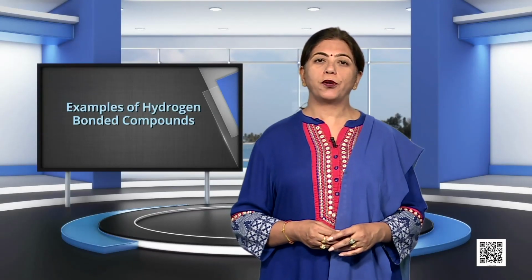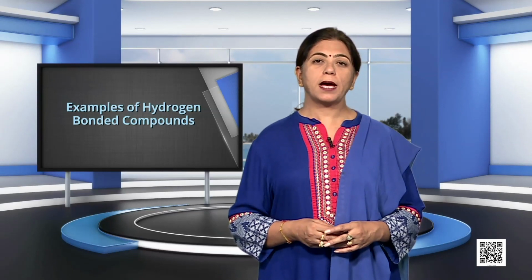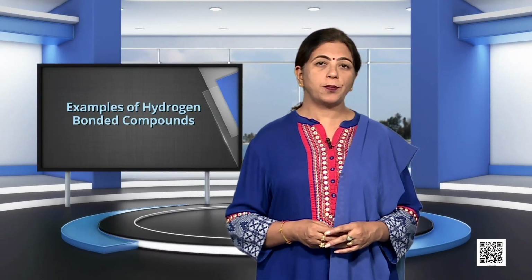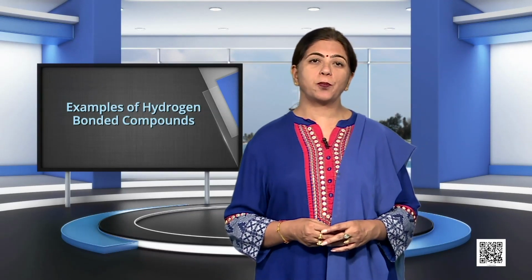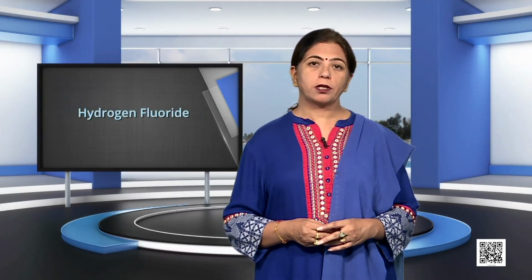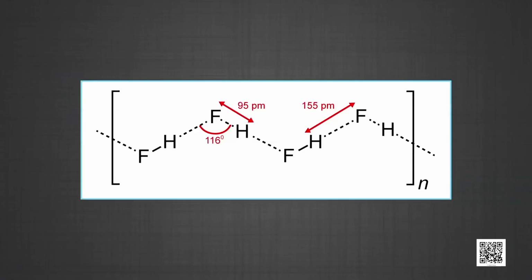Examples of hydrogen bonded compounds. A few examples of compounds which exhibit hydrogen bonding are discussed below. Hydrogen fluoride in the solid state. Hydrogen fluoride consists of long zigzag chains of molecules associated together through hydrogen bonds. Thus, the hydrogen fluoride molecule is represented as (HF)n. In the liquid or the gaseous state, the chain however becomes linear.